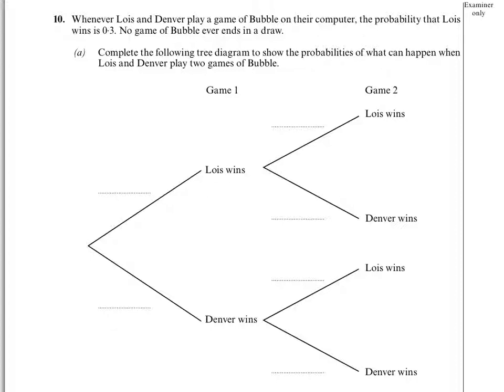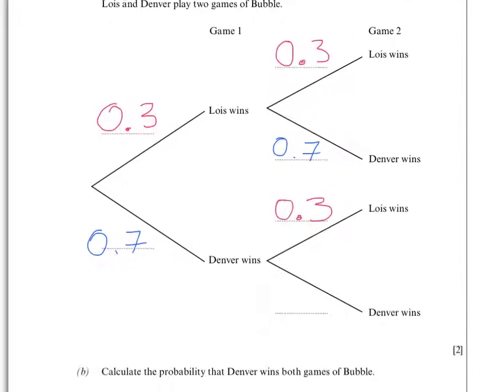So we know that the probability that Lois wins is 0.3. So Lois wins is 0.3, and Lois wins there 0.3, and Lois wins there 0.3. Now we should know from our probabilities that they will add up to 1, with 1 being certain. So if we've got 0.3, then 1 minus 0.3 will give us the probability of Denver winning. So 0.3 taken away from 1 is 0.7, and so Denver winning in each of those is going to be 0.7.